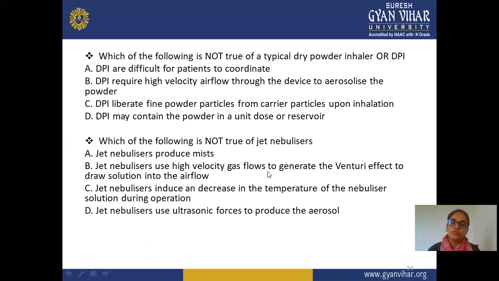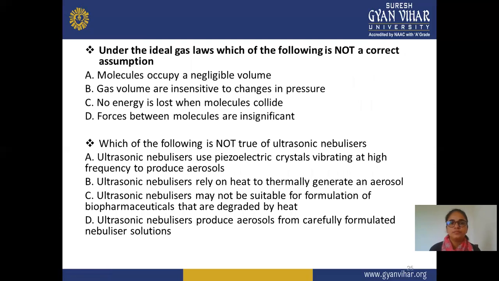Next question: which of the following is not true for a jet nebulizer? In this, we are selecting what is suitable for a jet nebulizer. The first option: a jet nebulizer produces mist, meaning small particle size. B option: a jet nebulizer uses high velocity gas flow to generate the Venturi effect, drawing the solution into the airflow. C says a jet nebulizer induces a decrease in temperature of the nebulizer solution during operation. D option: a jet nebulizer uses ultrasonic forces to produce the aerosol. So these are the four options. Three options are correct, and one is false. You select the one which is not true for a jet nebulizer.